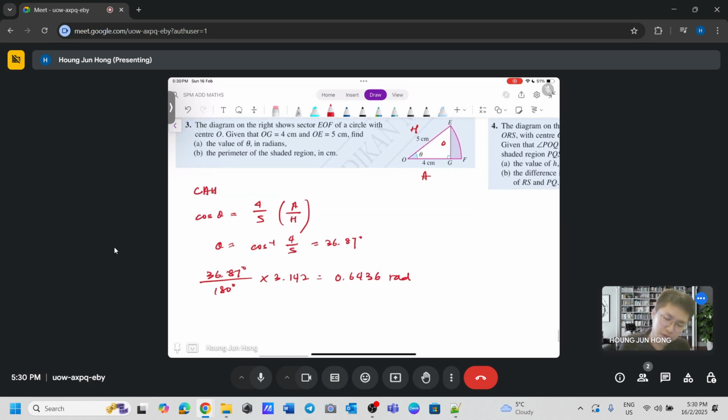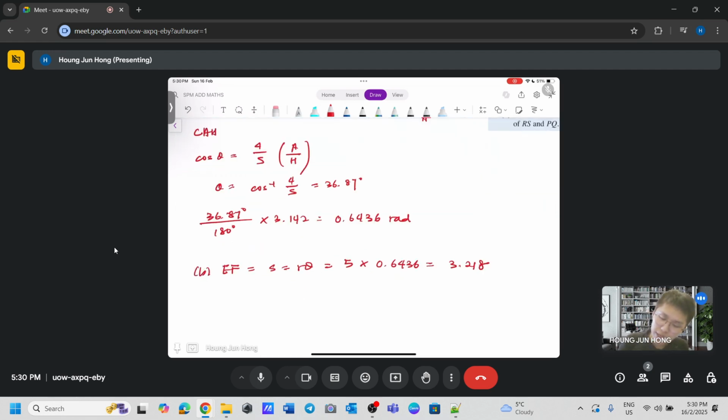Then moving on, next one, we talk about the perimeter. I think it also should be very simple. Essentially, you just have to find out EF and GF and EG, correct? Let's do it one by one. Simplest one, EF. EF is the typical thing, right? S equal to r theta. So just do radius 5 times the angle 0.6436, 3.218. That's it.